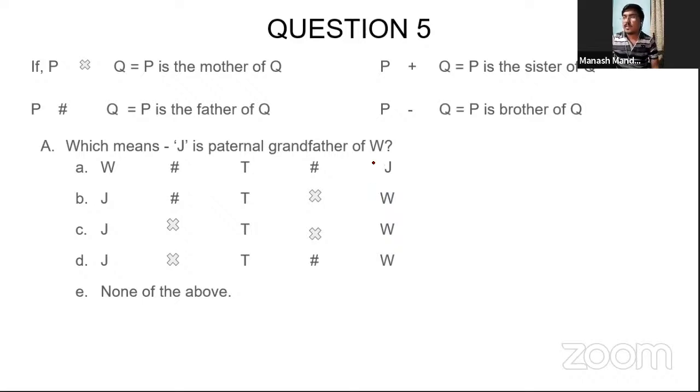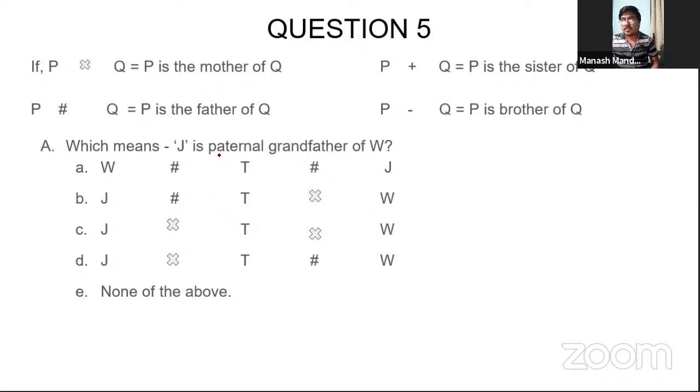Okay, so Apurva has answered this as B. Let us check B first. Which of the following means J is the paternal grandfather of W? Paternal means W's father's father. Okay, so let us have a look.